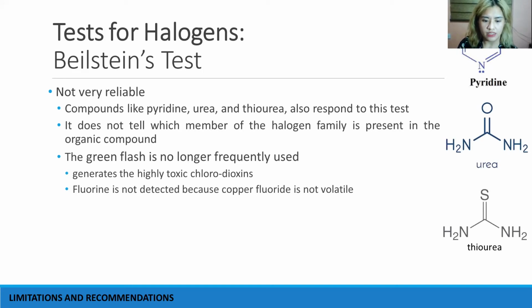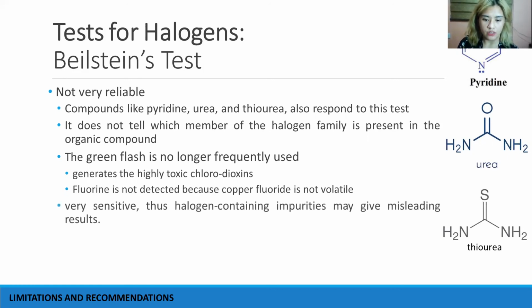This test is no longer frequently used because it is possible to generate highly toxic chlorodioxins. And fluorine is not detected because copper fluoride is not volatile. Beilstein's test is very sensitive, thus halogen-containing impurities may give misleading results.